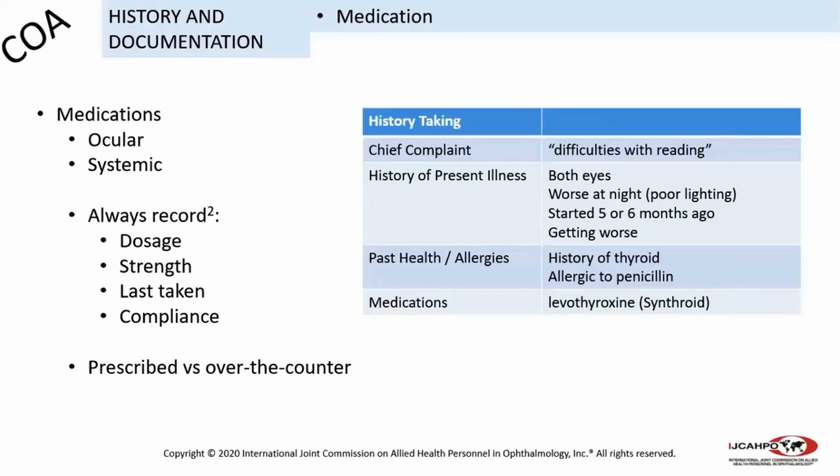You should include in the patient's medications their ocular and systemic medications. Be sure to always record the dosage, strength, the time the patient last took the medications, and if they're compliant. Do they actually take the medicine? And is the medication prescribed or is it over the counter?